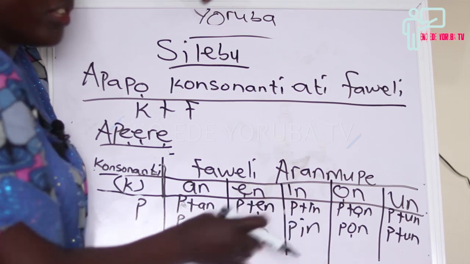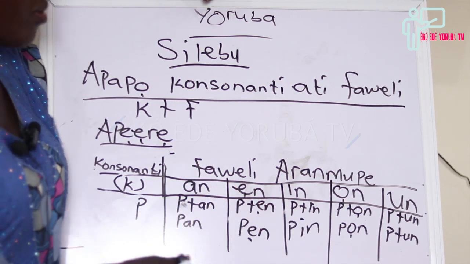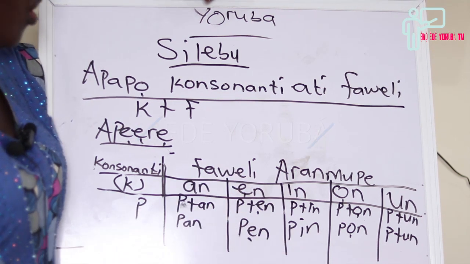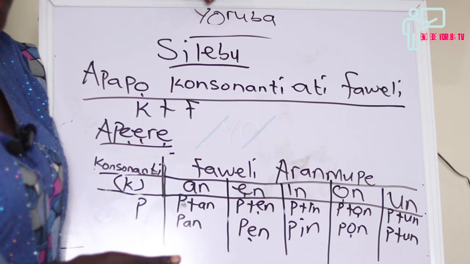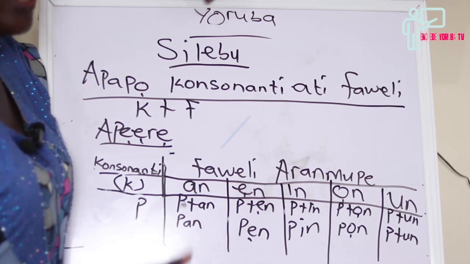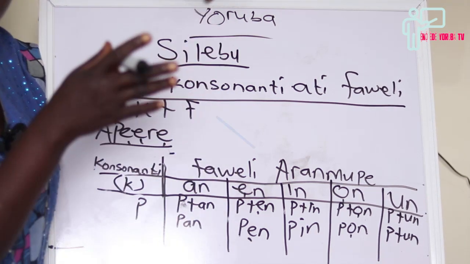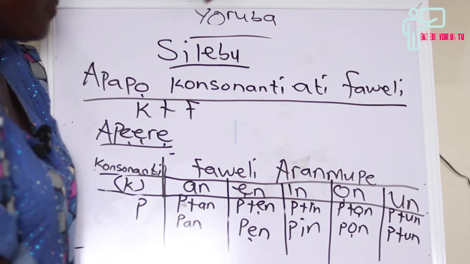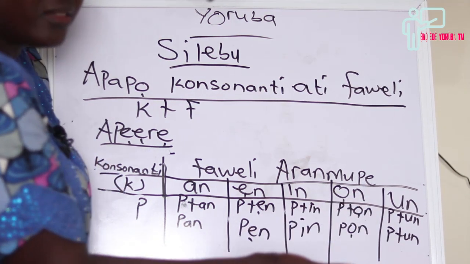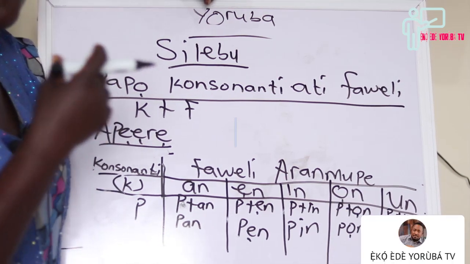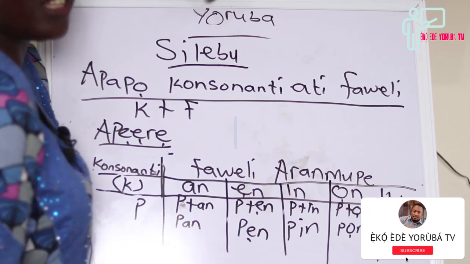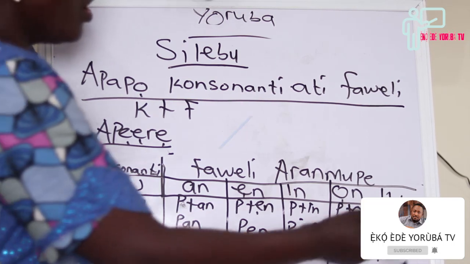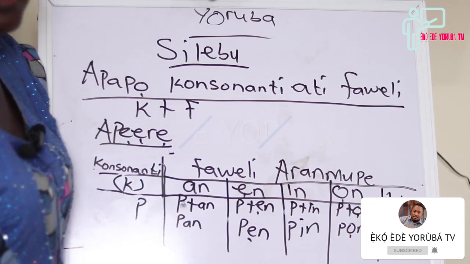Unless maybe you are doing something, we can say we divide something. Pin. You say pin in English. So there are some words that you call in Yoruba, and also you use Yoruba to call them in English. This one also, pon. Maybe you want to fetch water. Pon omi. So this one is pon.